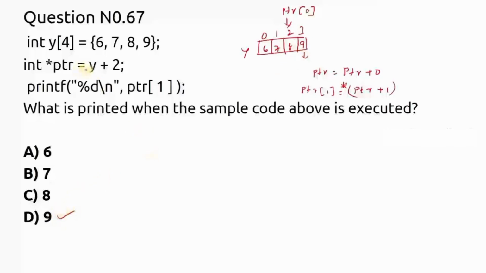Like this it will happen. You can observe once again. Pointer, where is its location? From that location I am incrementing 1. So the pointer is indirectly ptr plus 0, which is equal to y plus 2. Ptr of 0 is indirectly p of 0. So now ptr of 1 means y plus 2 plus 1, that is y plus 3, which is the location where the value is 9. So the answer is D here. Remember this point.